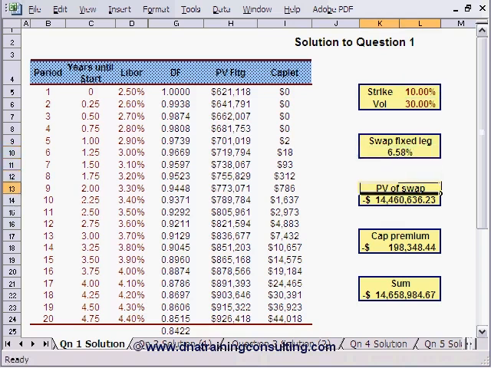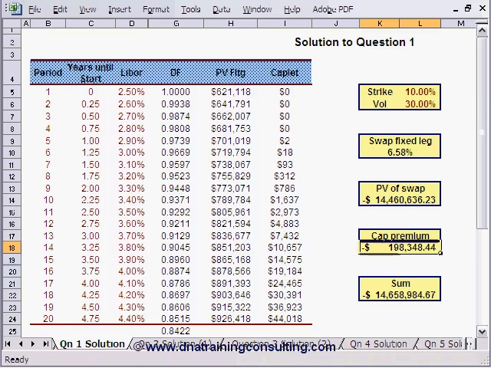4 cells underneath, the PV of the swap, calculated simply as the PV of the annuity as discussed a minute ago, representing the difference between the off-market swap rate and the correct market swap rate. And this is from the perspective of the investor, we remind you. Next, in K18, 4 more cells further down, the premium for the cap, appropriately multiplied by the notional of $100 million, and therefore expressed in absolute dollar terms.